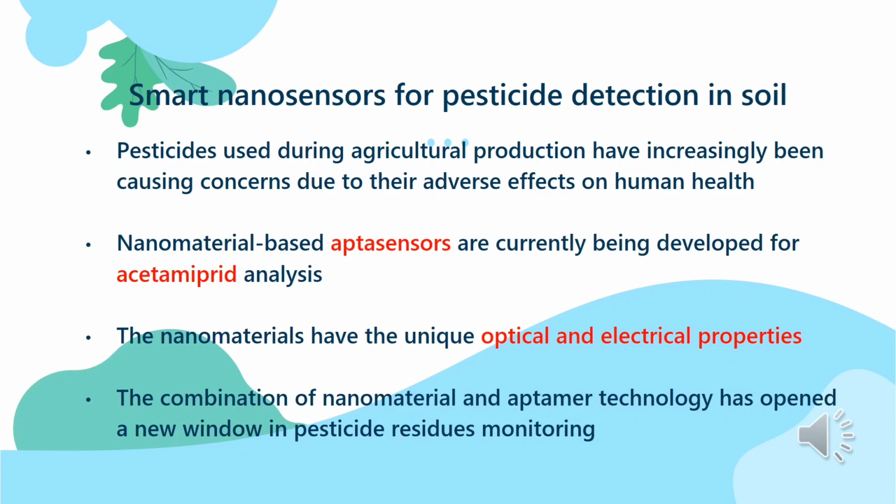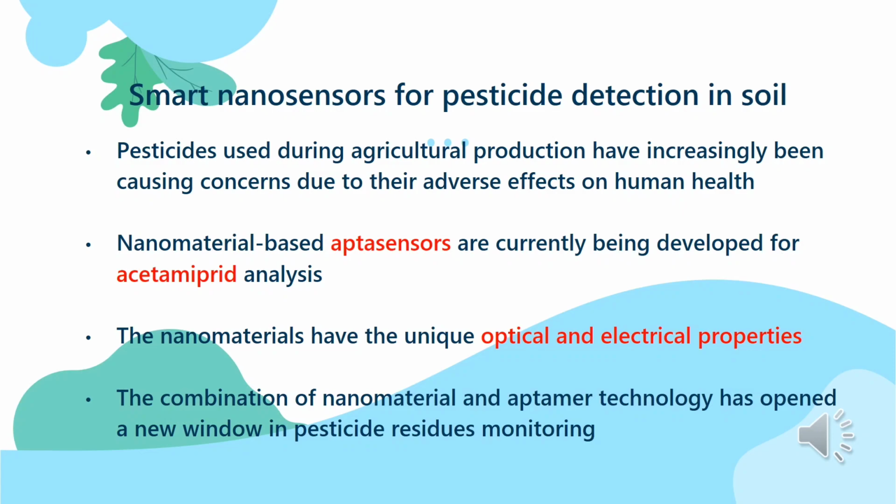Here's another example of nanosensors, for pesticide detection in soil. As we know, pesticide concentration in soil is quite alarming due to its adverse effects on human health. So it is necessary to remove pesticides and insecticides from soil.